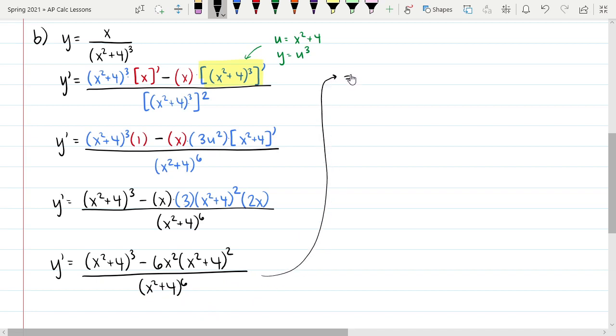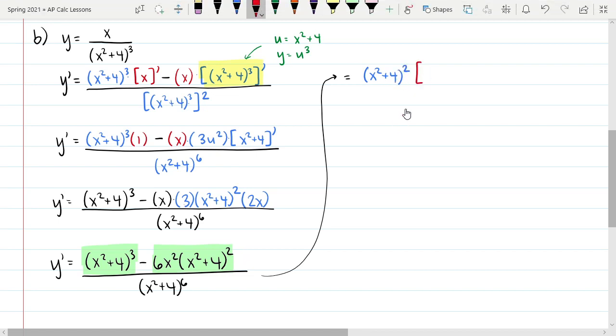Okay, now continuing on. Notice that in the numerator I now have two terms. That x squared plus 4 to the third is my first term, and 6x squared times x squared plus 4 to the second is my second term. In those two terms, hopefully you recognize we do have a common factor of x squared plus 4. The lowest power of those is 2, so we can factor out an x squared plus 4 to the second power.